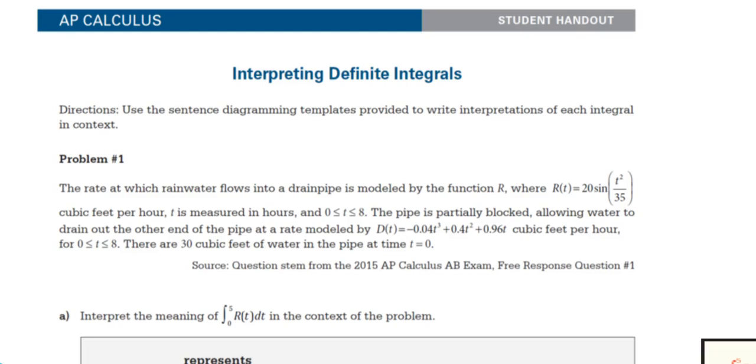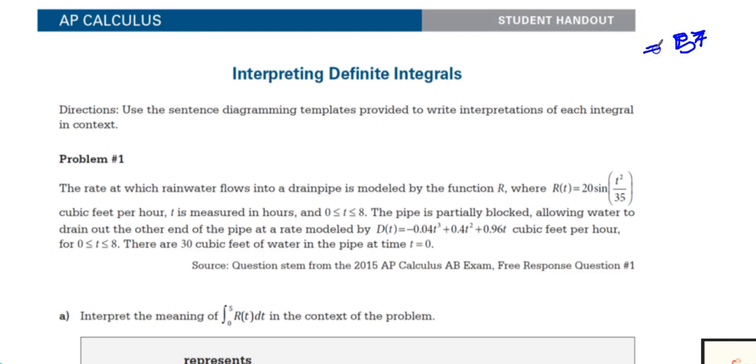Calculus students, we are going to learn how to write the meaning of the definite integral. In calculus, many times we find the answer, but we have to explain what that answer means. Just like we did before with interpreting the meaning of the derivative, here we are going to do the meaning of the definite integral. And this is page number 57 in the packet.